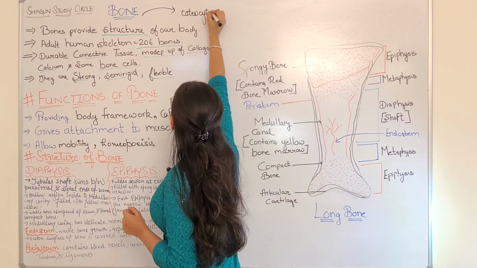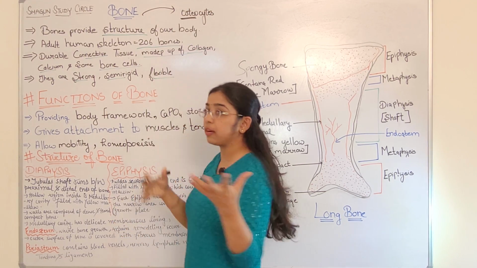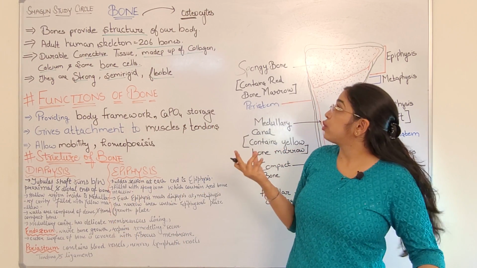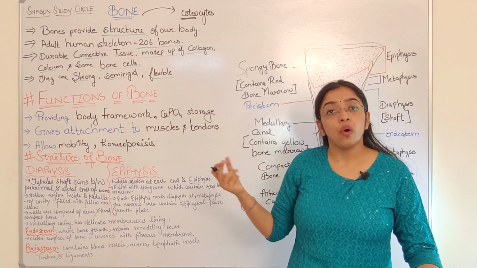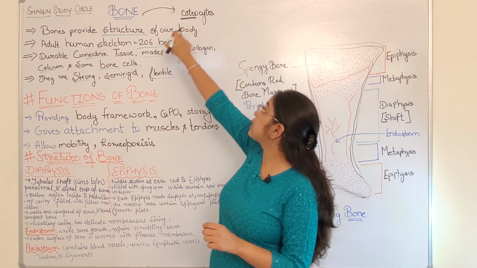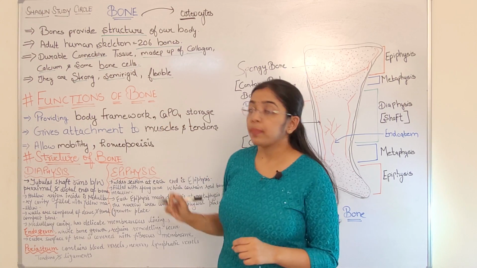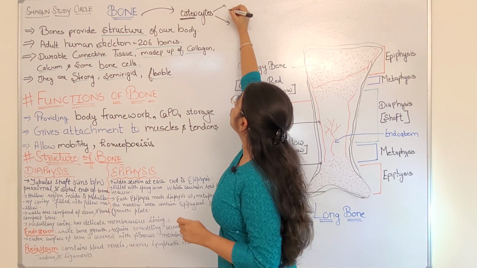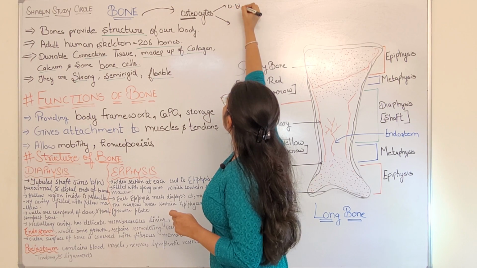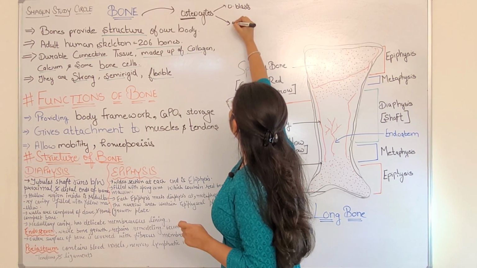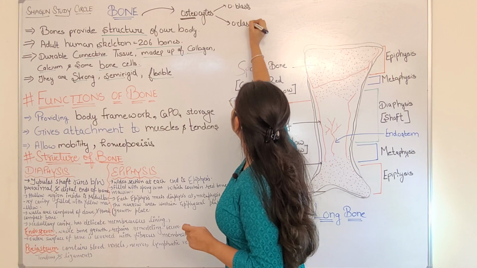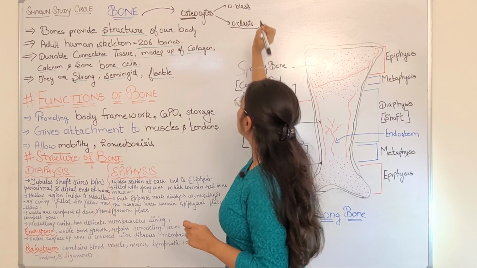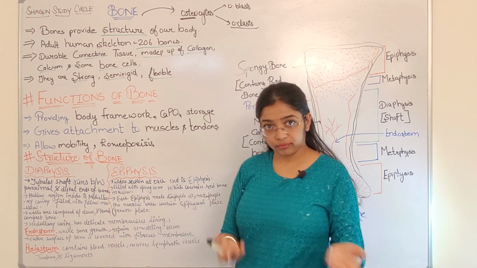We all have heard about the word osteo. It's a root word for bone. So osteocyte is another name for bone. Osteocytes are further divided into two parts, osteoblasts and osteoclasts. We'll discuss these terms in this video itself.